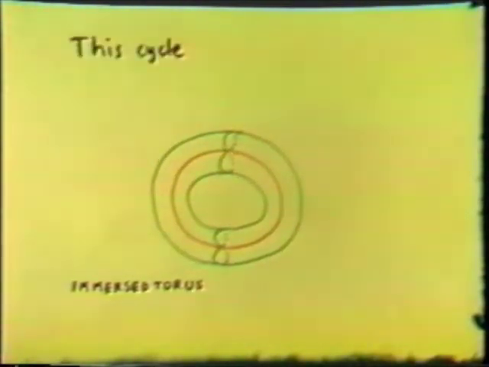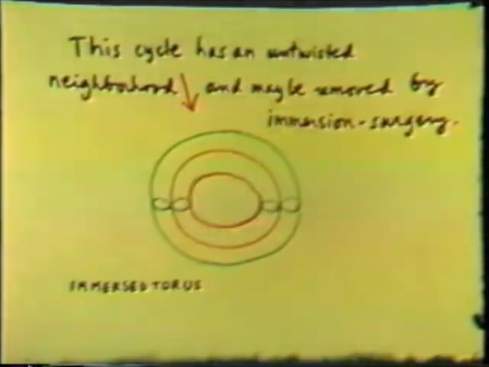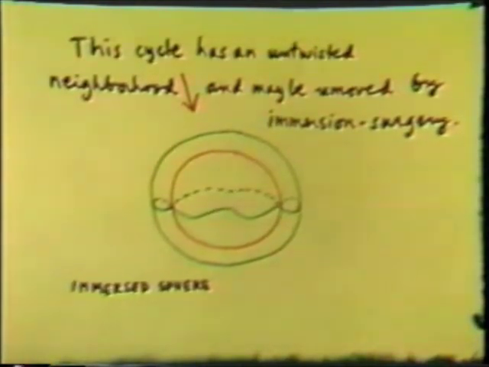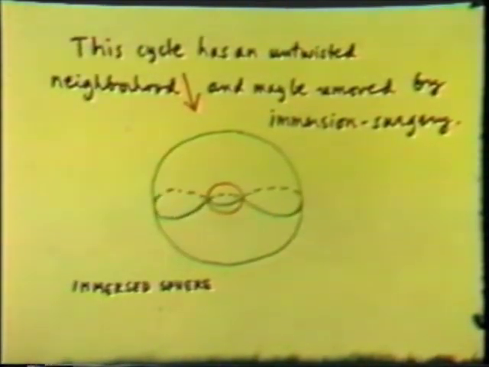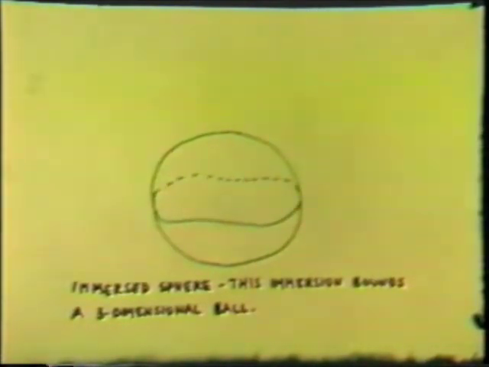We straighten this torus out and shrink it a bit. The cycle that goes around the center has an untwisted neighborhood and may be removed by immersion surgery. That cycle is gone. We now have an immersed sphere. The sphere is regularly homotopic to an embedding. The sphere now bounds a ball. Immersion surgery takes it to 0.